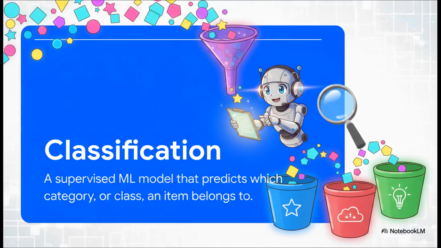Classification is pretty much what it sounds like. It's all about sorting things into groups or classes that you already know exist. You show the computer a bunch of examples. This is a cat, this is a dog, and it learns the patterns. It basically becomes a super smart sorting hat that can look at something new and put it in the right bucket.